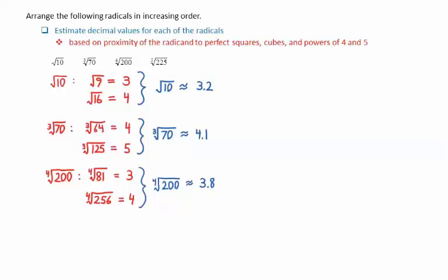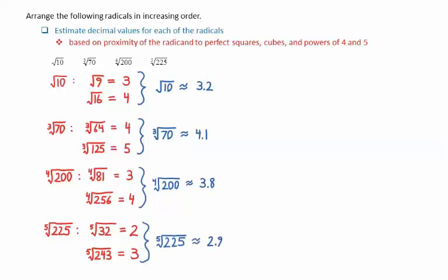Finally, the fifth root of 225. The fifth root of 32 equals 2, and the fifth root of 243 equals 3. The fifth root of 225 then is between 2 and 3, much closer, however, to 3. A good estimate here, about 2.9.